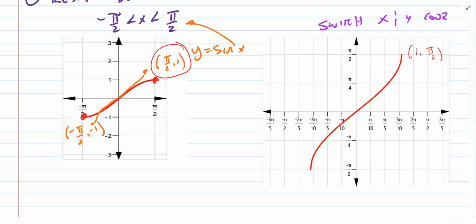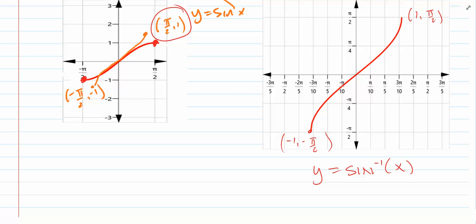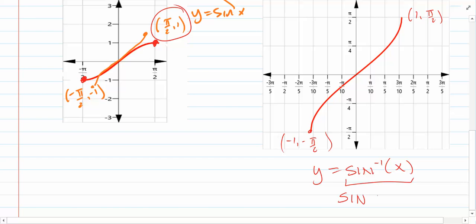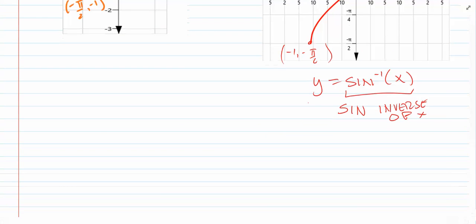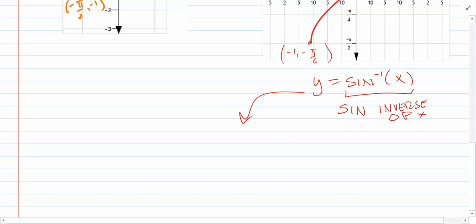So this is the way that we say this graph right here. This is called the sine inverse of x. But what does that mean? When you see that, what you say is the angle whose sine is whatever x is. So that's the English part. That's actually what it means: the angle whose sine is x.